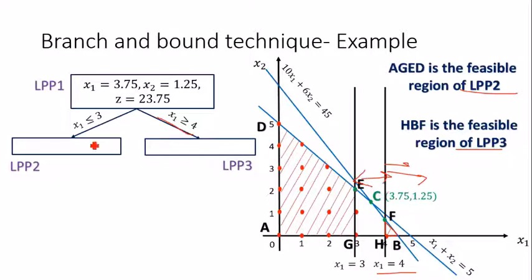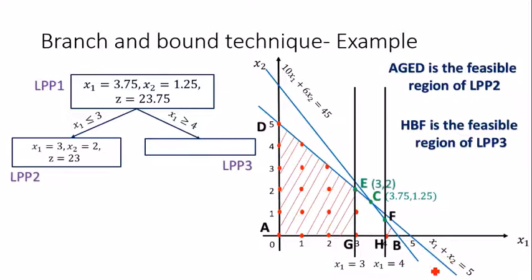Now you have to find the optimal solution of LPP2. Focus on LPP2. You will see that E is going to be the optimal solution. You just have to track the original optimal solution. The original optimal solution was C. When you go to the feasible region of LPP2, your optimal will travel from C to E. Just track which line you are moving on. You are moving on the line x1 plus x2 equals 5, and at E your x1 is 3. Put x1 equals 3 here and you get x2 equals 2. So the coordinates of E are easy to compute.